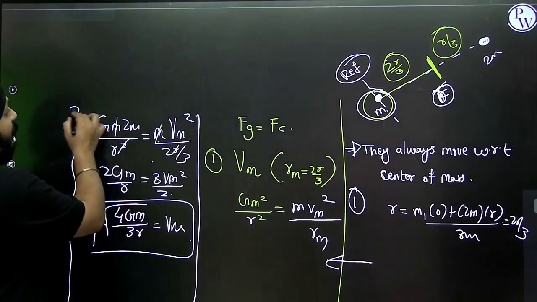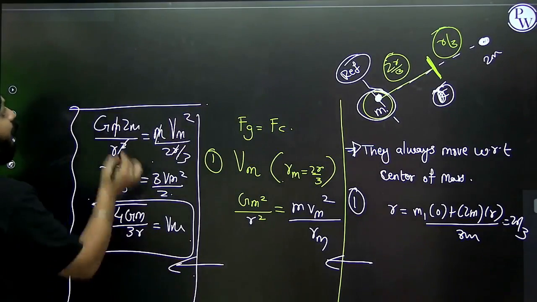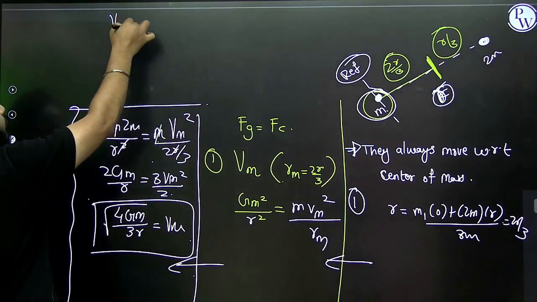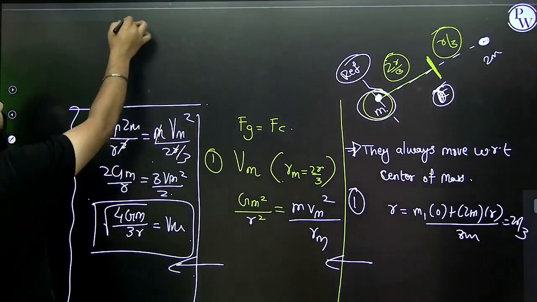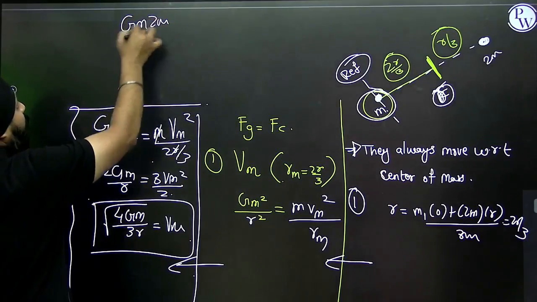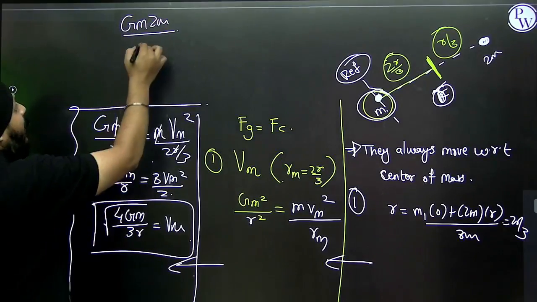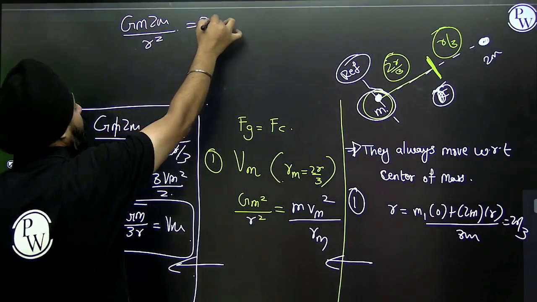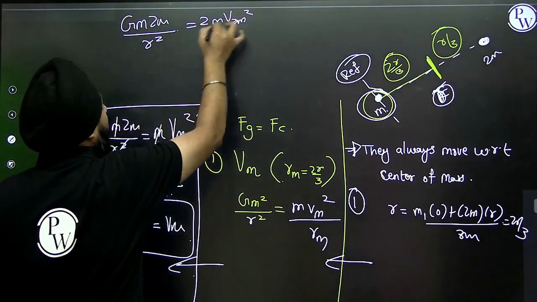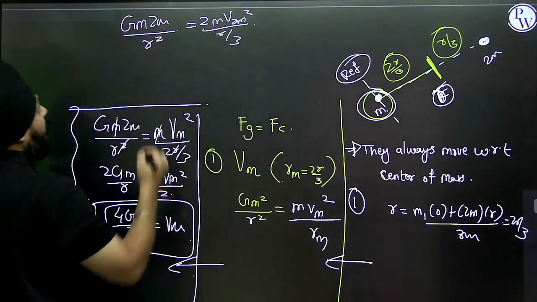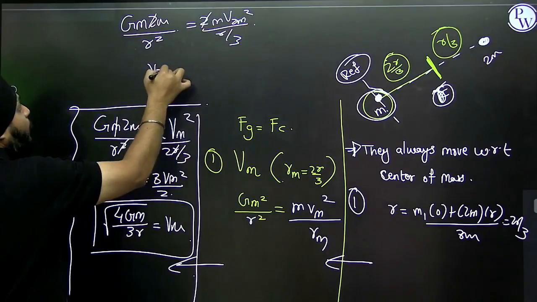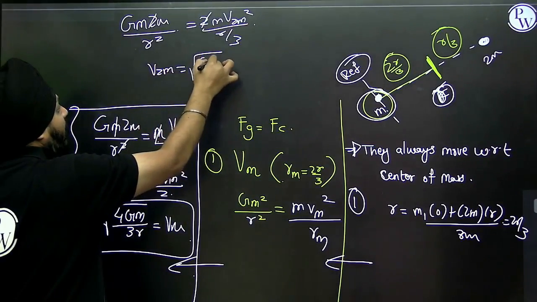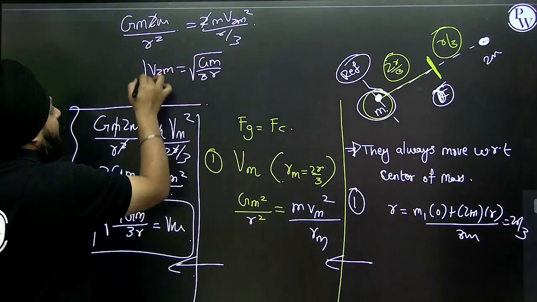Now what will be the velocity of the bigger particle? It is v of 2m. The same concept we are going to apply, that is G m of 2m whole divided by r square is equal to 2m v of 2m square whole divided by r by 3, right? So this 2 is going to cancel. So v of 2m is under root of GM whole divided by 3r.